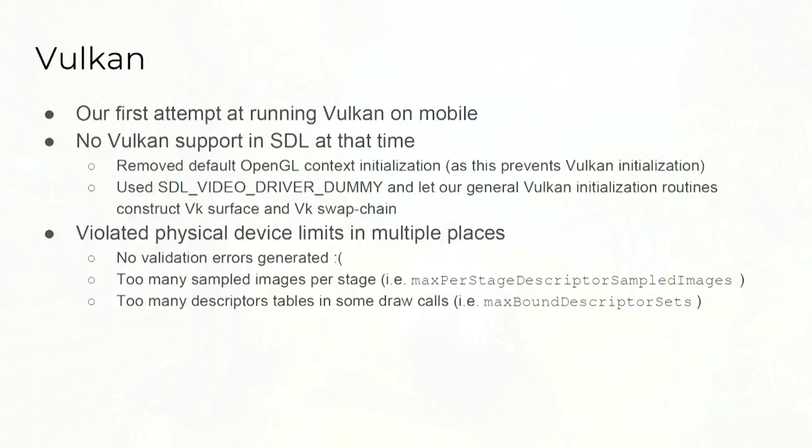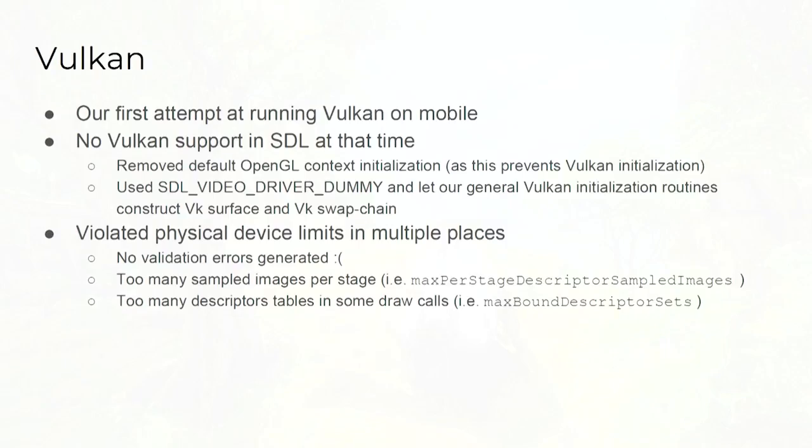Our Android bridge is SDL, an open source project, and there was no Vulkan support at that time. So I ripped out the entire default OpenGL context initialization, which happens by default, and used our regular VK surface and VK swap chain functionality to create the necessary Vulkan objects to run on an Android window. When we ran it, just like that, a lot of bad things happened, and no validation errors were generated. In the introspection, when we tried to find out what happened on the Adreno chip, it only supported 4 descriptor tables per stage and stuff like that, without any validation error when you turn on the validation layer.